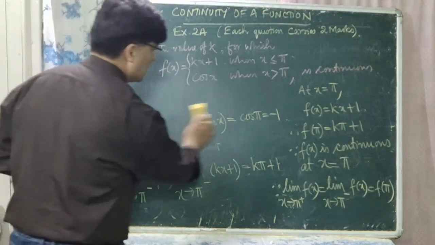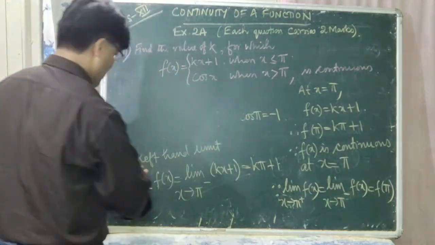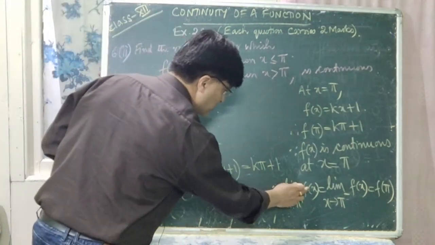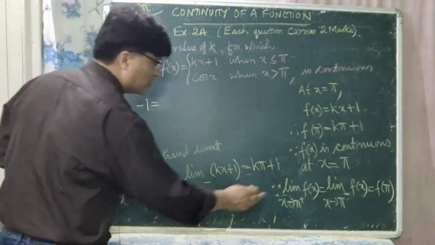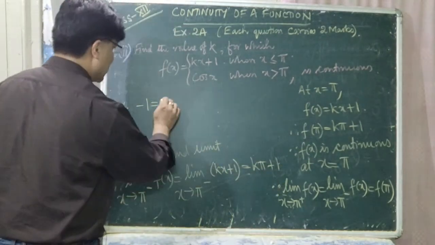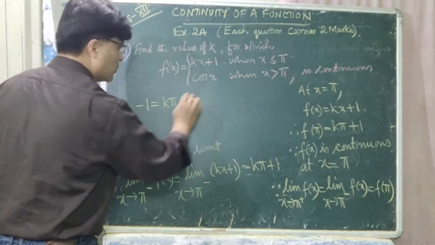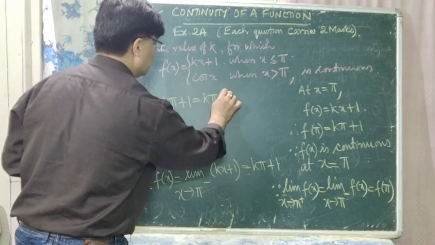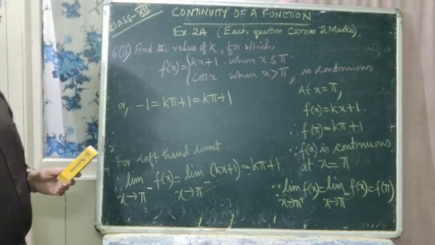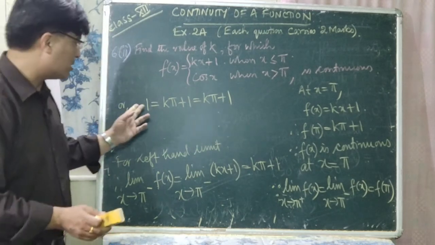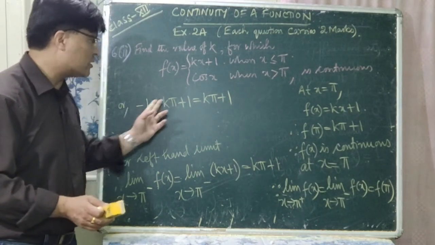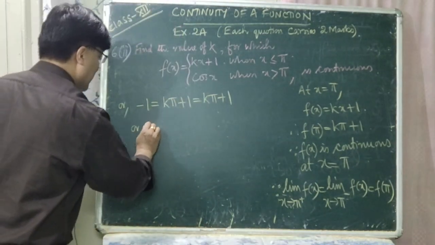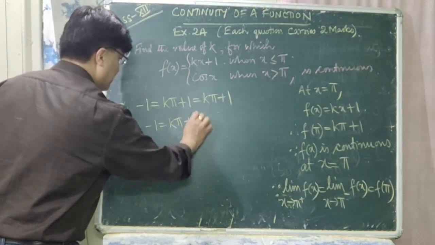So next, what is the value of the right hand limit? It was minus 1. What is your left hand limit? The left hand limit is k pi plus 1. What is f of pi? It is also k pi plus 1. So in this case you have to get the value of k. Either you can equate the first to the second or the first to the third. So write down minus 1 is equal to k pi plus 1.